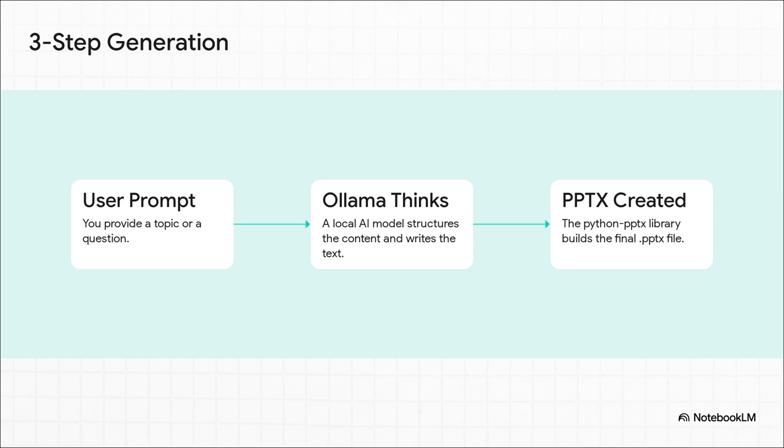Second, an AI framework called Llama does all the heavy lifting. It thinks through the topic, figures out a logical structure, and writes out the content for every single slide. And finally, a handy Python library, Python PPTX, acts like the builder. It takes all that text and assembles it into a polished .pptx file that you can open right away. From idea to presentation, just like that.